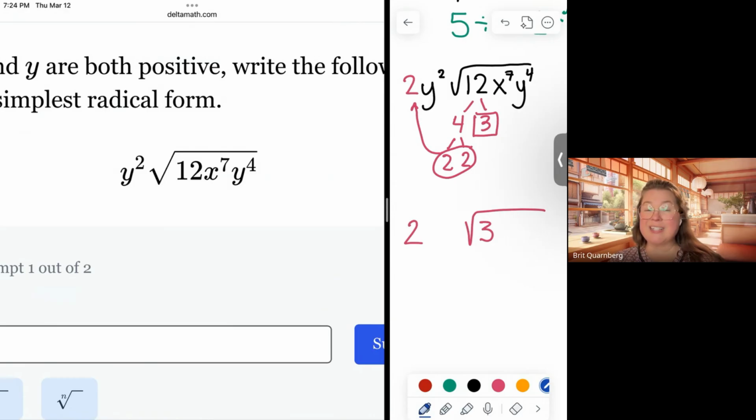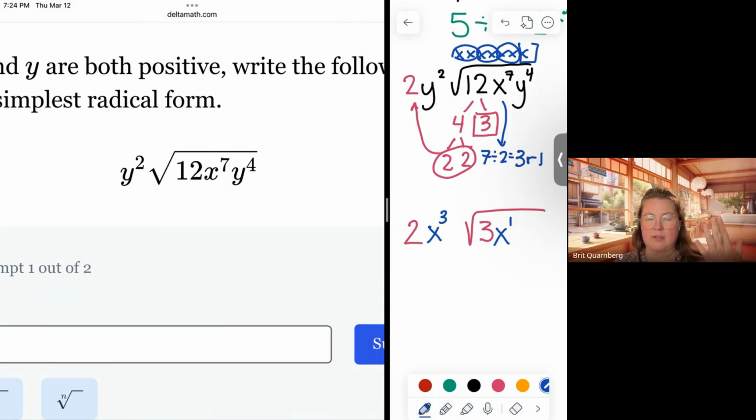I have x to the 7th. I'm going to come down here and just do 7 divided by 2, which is 3 remainder 1. So what's going to come out is an x with the power of 3, and 1 x will remain on the inside. Or if it makes more sense to you to do 7 x's, 1, 2, 3, 4, 5, 6, 7. Here's 1 x, 2 x's, 3 x's, and 1 stays on the inside.